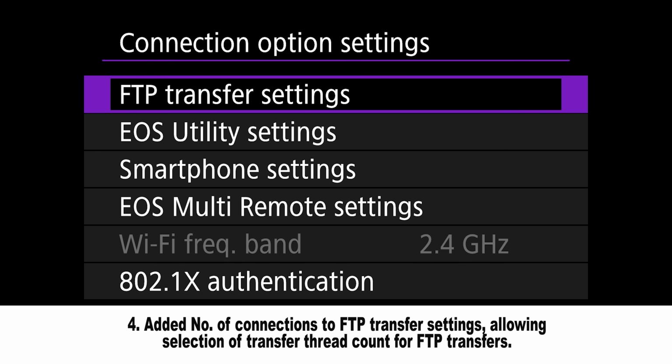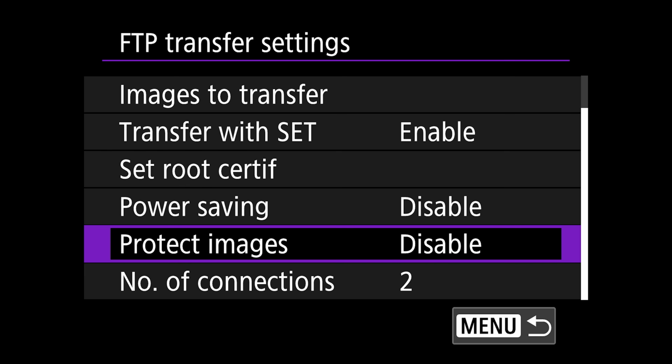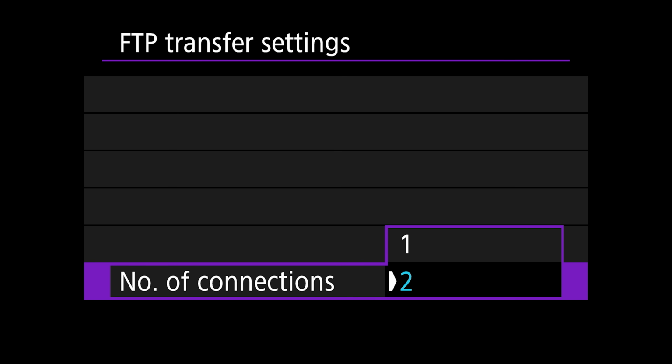The next new feature that we have is they've added the number of connections to FTP transfer settings, allowing the selection of transfer thread count for FTP transfers. I wasn't really sure what that meant, so I actually had to run and check with Canon. And what they told us is if you come here in the FTP transfer settings and you go down to the bottom of the menu, it's kind of hidden here, it gives you the option for 1 or 2 connections. So what that means is that if your FTP server allows it, you can actually send more than 1 photo at a time. You can choose either to send 1 photo at a time or 2 photos at a time.